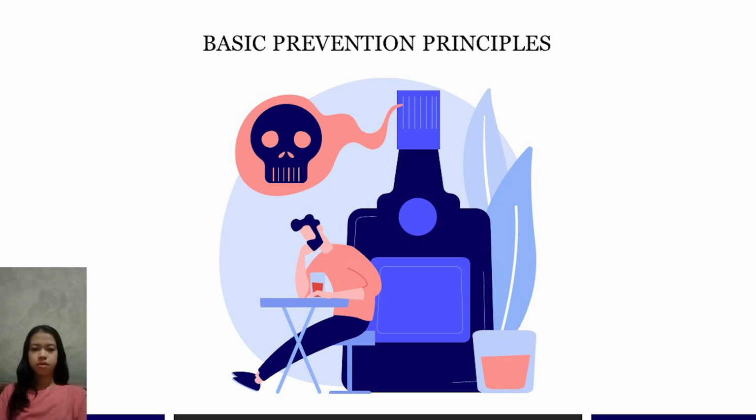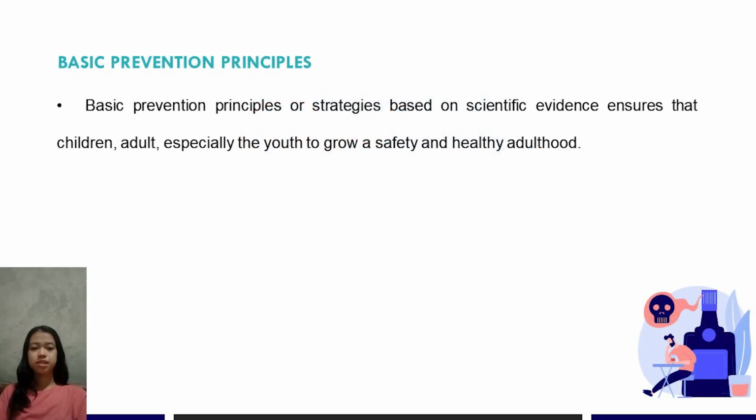Basic prevention principles are strategies based on scientific evidence which ensure that children, especially the youth, grow into a safe and healthy adulthood. It is designed to eliminate drug and alcohol dependency. It has become an important step in informing individuals about the dangerous effects of addiction, the prevention techniques, and where to find help if necessary.